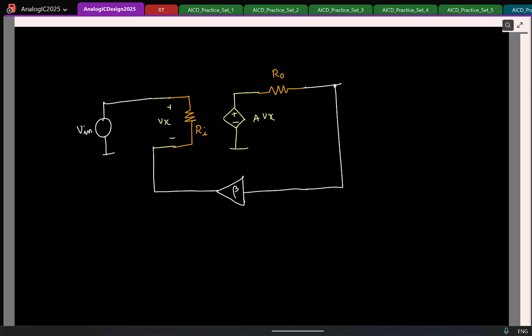So let's try to find what happens to the input resistance when I put it in negative feedback. How do you find the input resistance now? I give you the circuit and ask you to find the input resistance. What do you do? Apply a test voltage. Instead of this V, I go and apply a test voltage, and I find the test current. I'll just give an intuitive explanation.